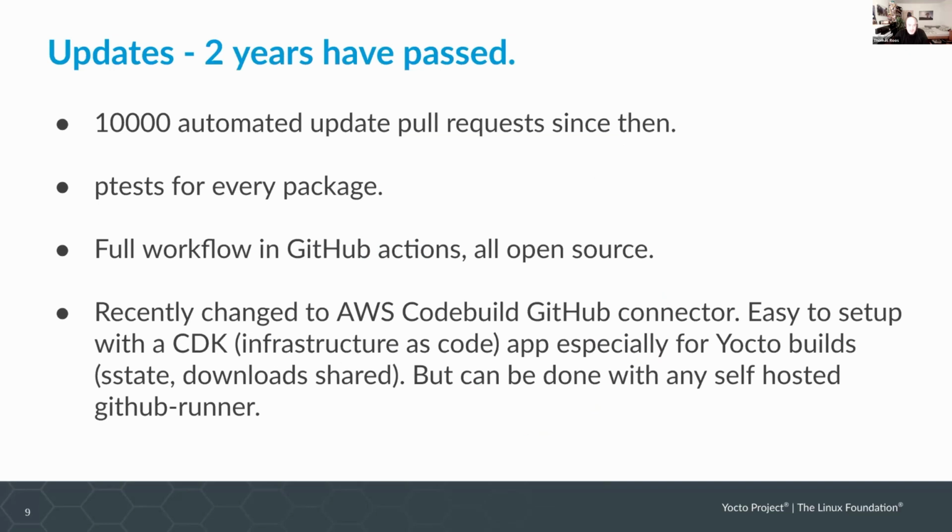Just recently, we changed from our self-made webhook connection setup to the CodeBuild connector, which is an easy way to set up a GitHub runner. And we have also created a CDK app for this. Infrastructure as code, especially for Yocto builds, where state and downloads live on a shared network folder and are shared between the runners.